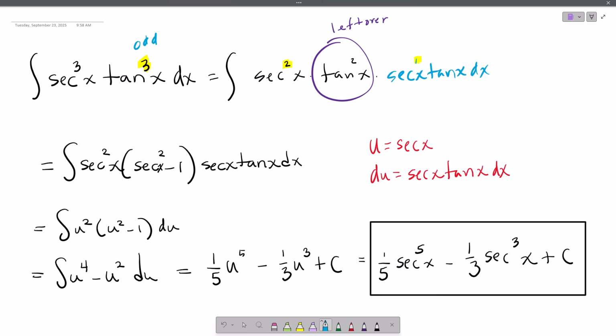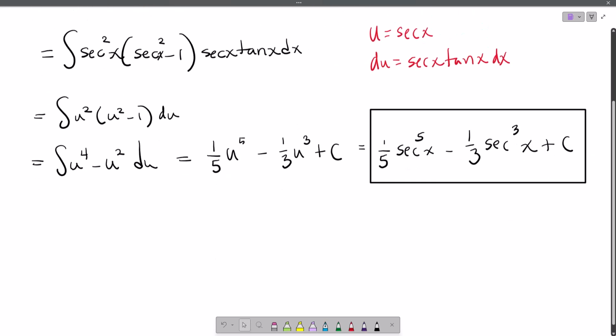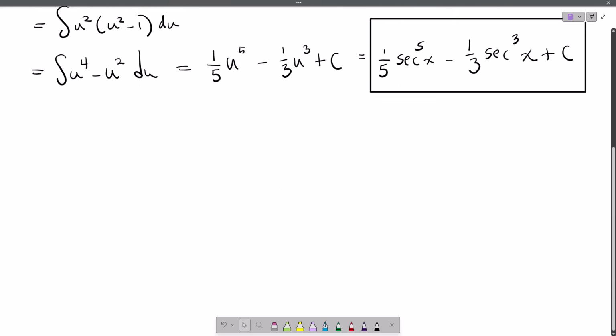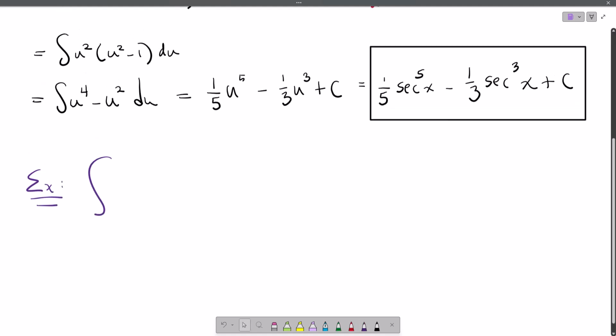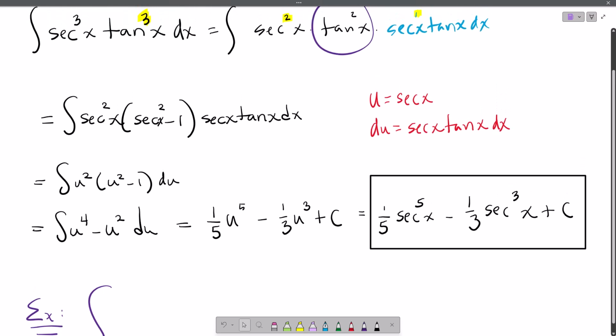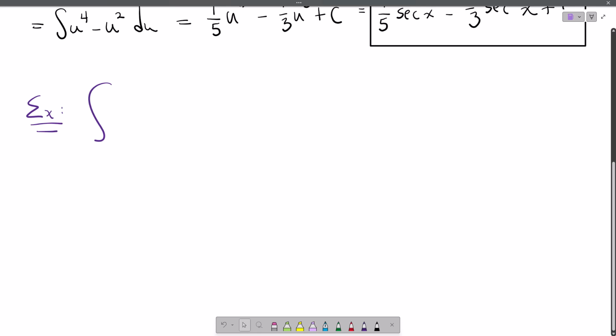If there wasn't a secant in the problem, like if it was just tan to the 3rd, would we have to add a secant in? Yeah, exactly. So if we had something where there were no secants at all, if we just had tangents to an odd power, the rule when tangent is to an odd power is that you pull off a secant times tangent.